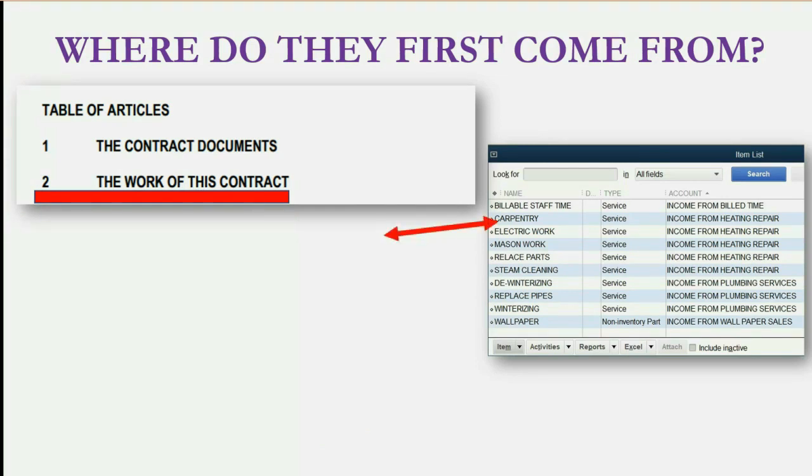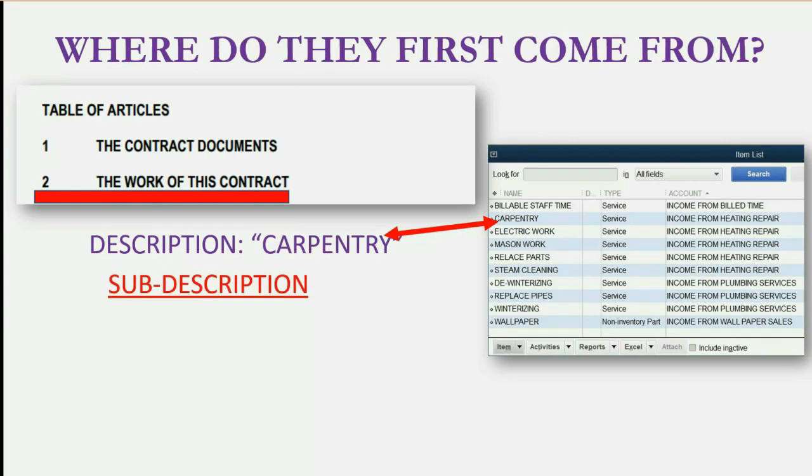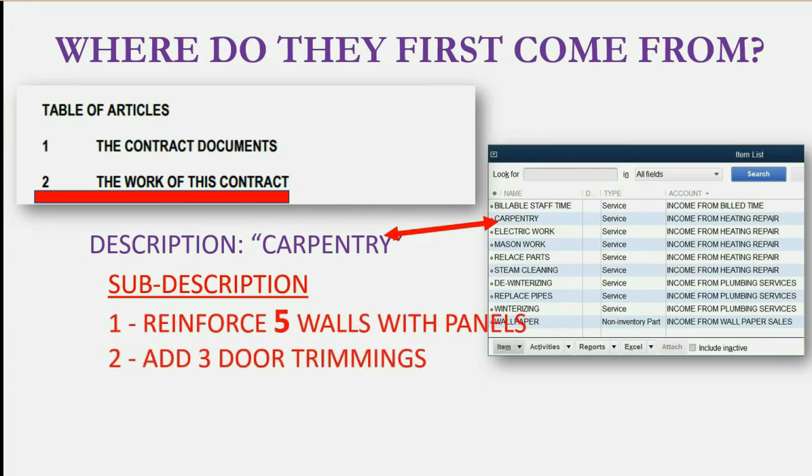These items, one by one, are actually explicitly stated on the contract. For example, under Article number 2, the first description of work might be carpentry, and that would be the name of the item. And then in the contract, you would have something called a subdescription. It's the subdescription written directly under the description of the item of work that really explains exactly what will be done regarding that item for each phase of the contract.